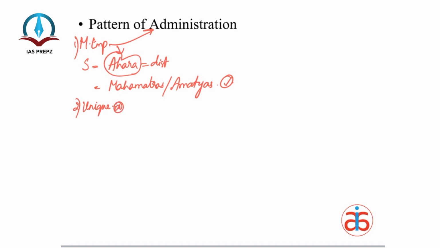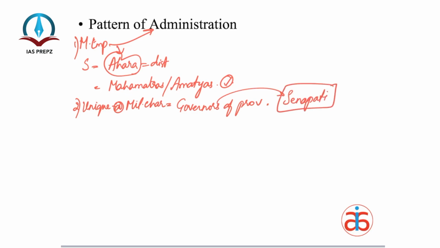Two unique features. One is the military character of Satavahana administration. What do we understand by military character? We can find that generally the governors of provinces are civilian officials. Whereas in the case of the governors of provinces under Satavahanas, we find these governors were military officials. Particularly, it was the Senapati. And that would bring us a question to our mind: why do we need to put a military official in place of a civilian official as a governor of a province?